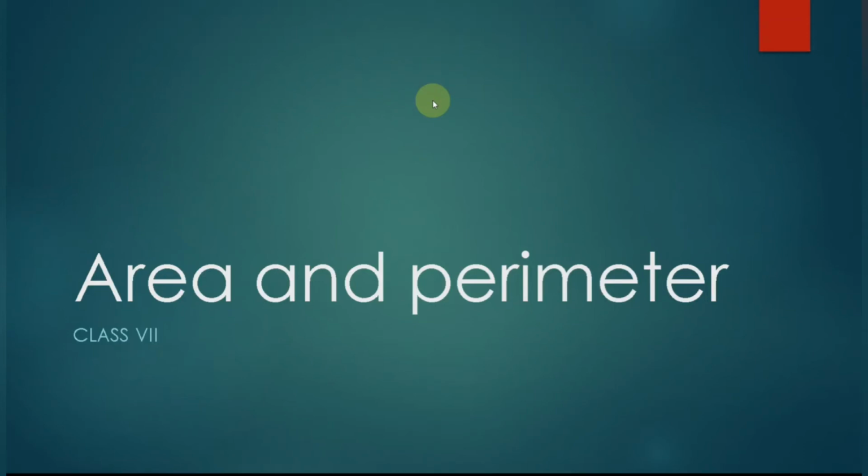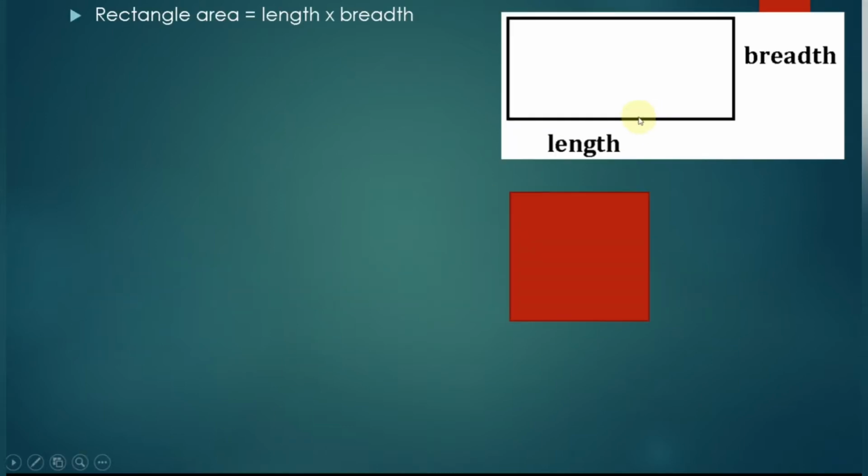Hello students, today we are going to start a new chapter, that is area and perimeter. So first thing, we are going to use rectangle and square. So here, this is our rectangle and this is a square. The one side I am taking as breadth and another side I am taking as length.